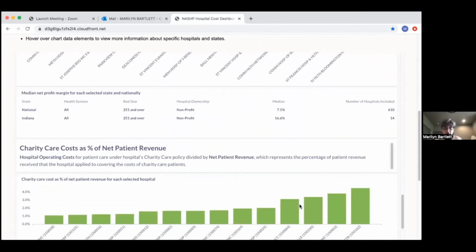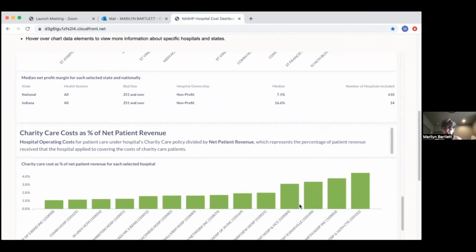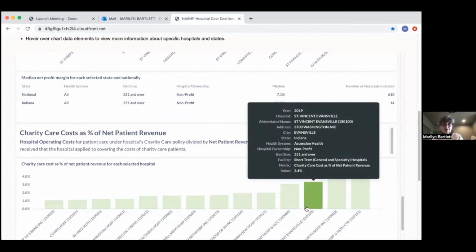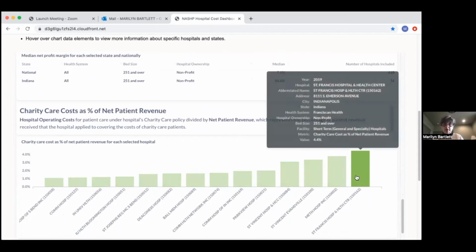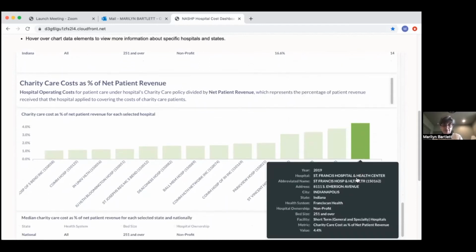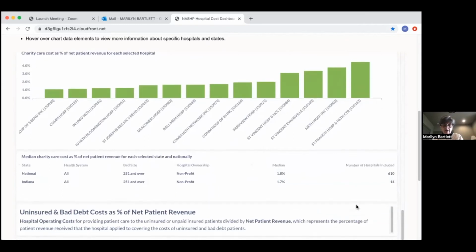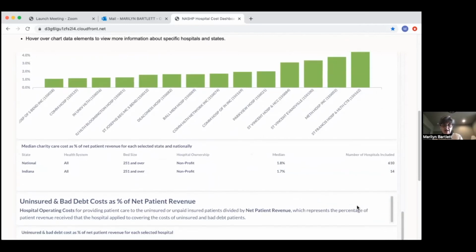We look at charity care costs as a percent of patient revenue, and this is cost. This is not chargemaster or anything. It is the actual cost. You can get a feel for how much of that revenue the hospital turns around and uses for charity care, and it's the percentage of net patient revenue. Again, compare it to national.